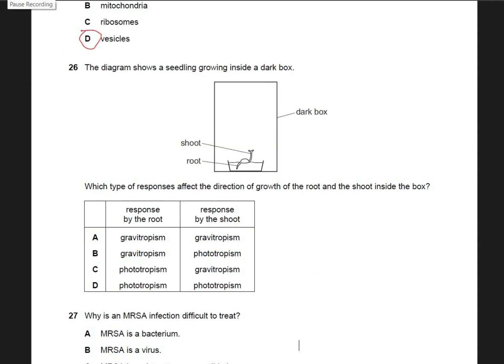Now let's come to question number 26, which says that the diagram shows a seedling growing inside a dark box. This is a dark box. There is no light coming into the box. This is the shoot and this is the root. Now, which type of responses affect the direction of growth of root and shoot inside the box? In the dark situation, there is no light coming. So this is the response by the root and this is the response by the shoot. Both the root and shoot will show the phenomenon of gravitropism, not phototropism. The shoot will not undergo phototropism. Why is that so? Because there is no light stimulus present inside the box. So the answer will be A.